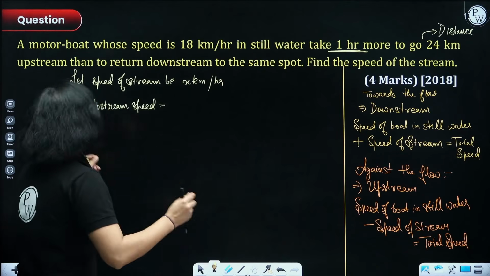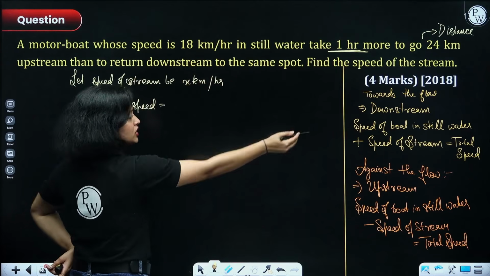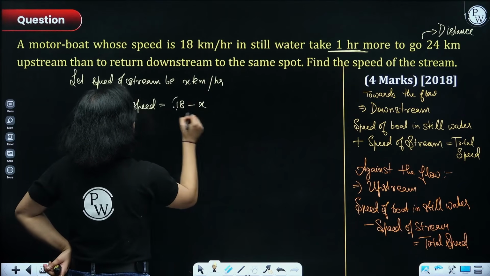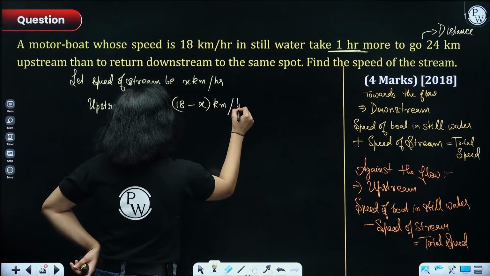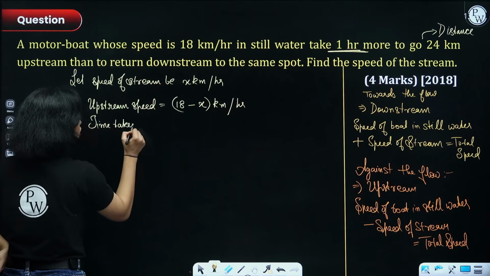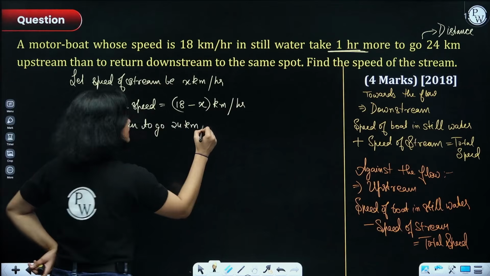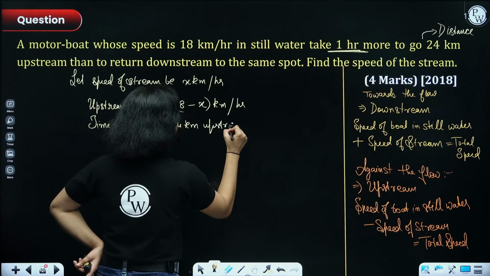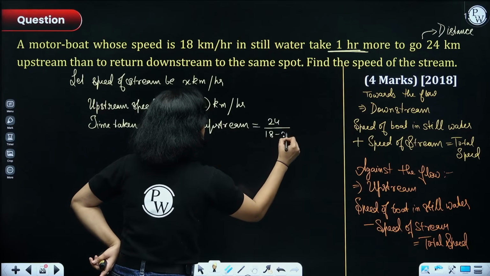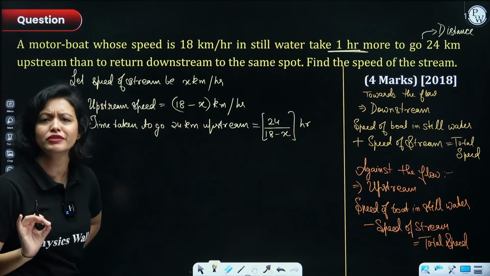Okay? Now, upstream speed, you already know it would be the speed of boat in still water minus speed of stream, right? Okay, so what would be the time taken upstream? Time taken to go 24 km upstream. It would be what, everyone? It would be distance divided by speed. That's it. Okay, distance divided by speed. This is the formula we are using, nothing else.